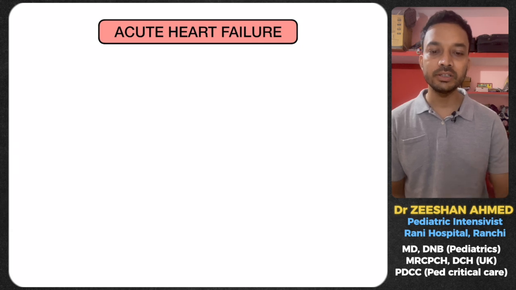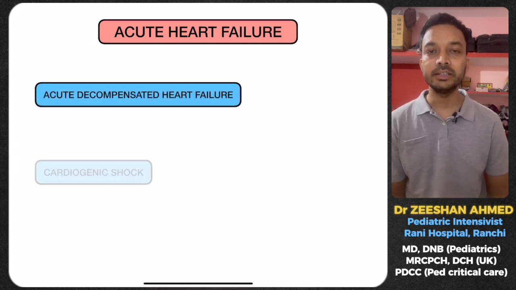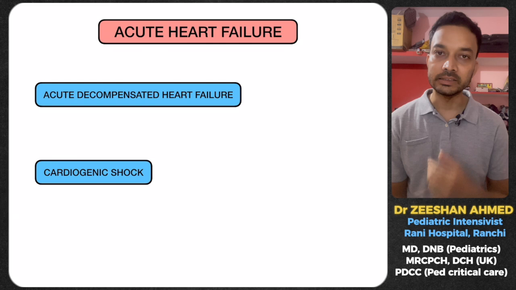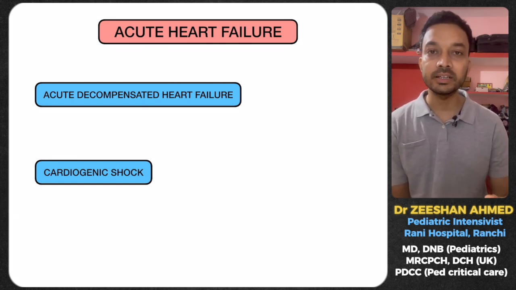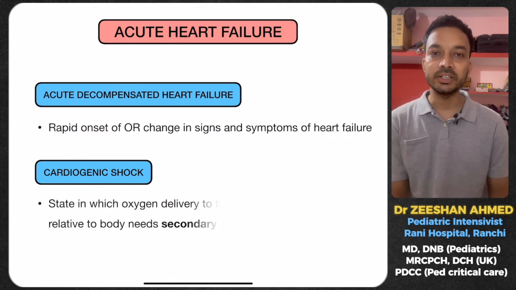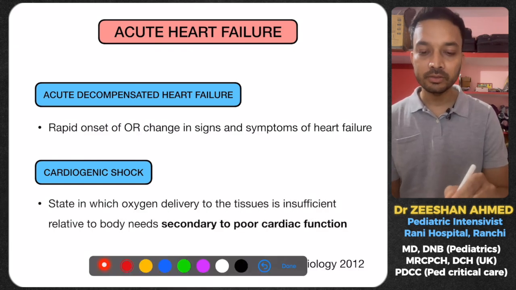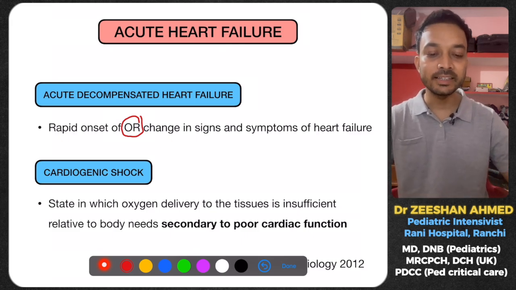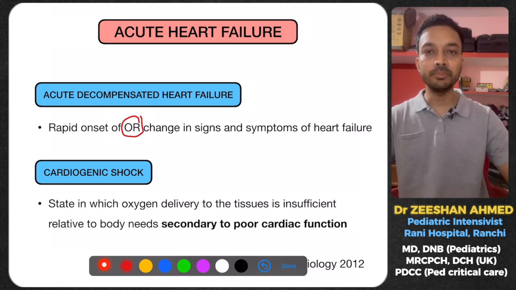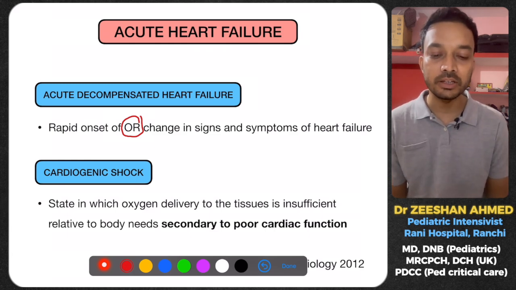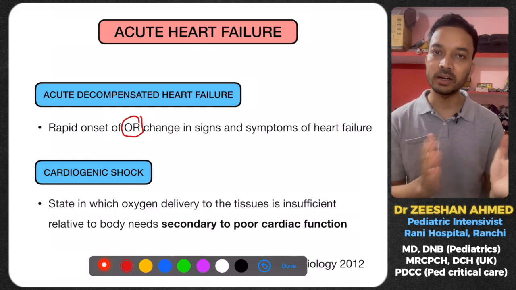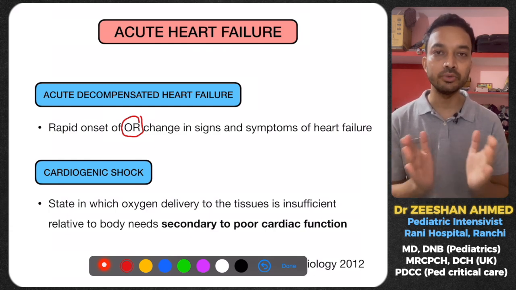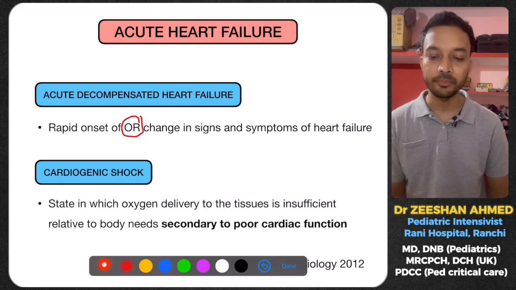The definition of acute heart failure encompasses two entities. The first one is acute decompensated heart failure, which is defined as rapid onset of or change in signs and symptoms of heart failure. So it might be a sudden onset of acute heart failure, or it might be that the patient is suffering from a chronic heart condition and suddenly there is an acute decompensation of the chronic heart failure.